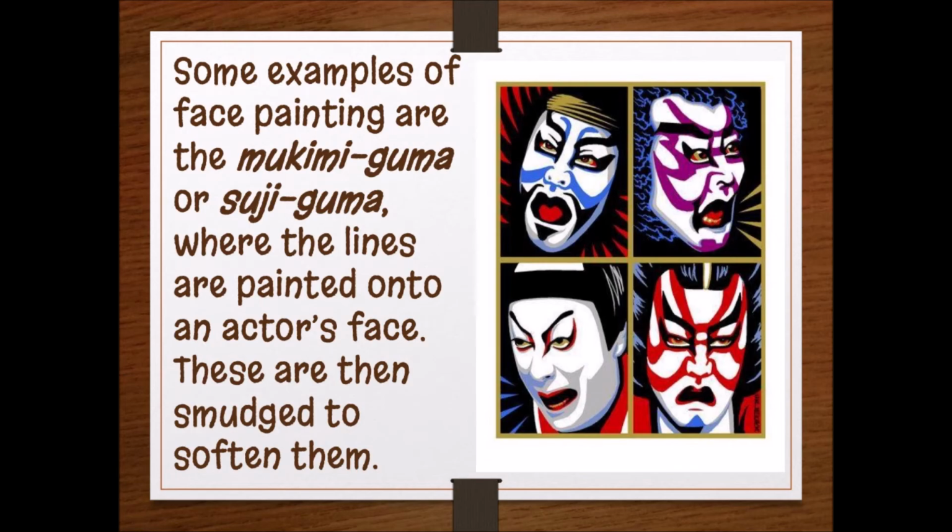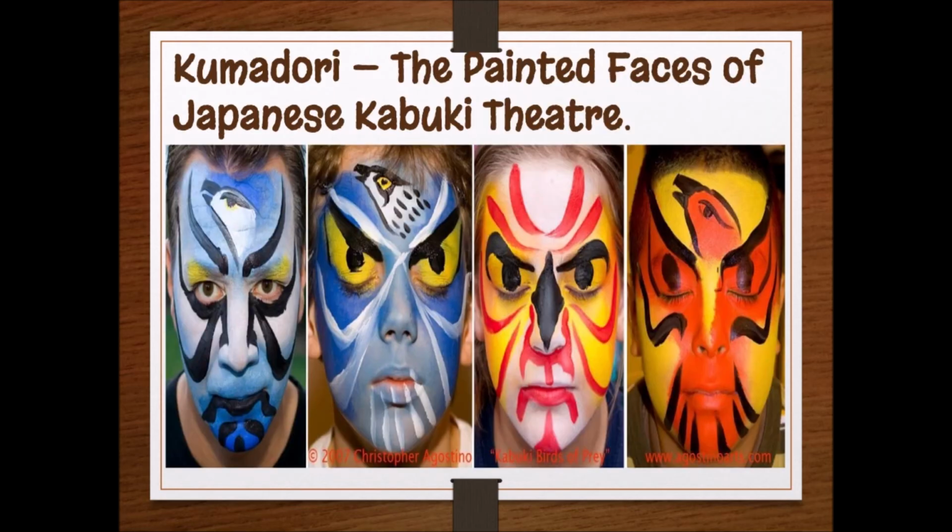Some examples of face painting are the Mukimi Goma or Soji Goma, where the lines are painted onto an actor's face, and these are then smudged to soften them. So these are examples of Komadori, the painted faces of Japanese kabuki theater.